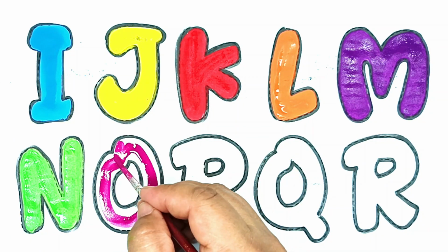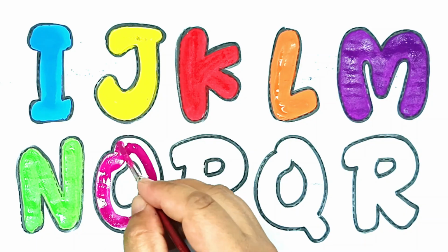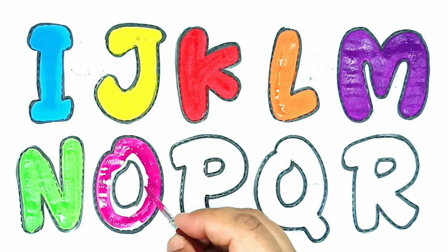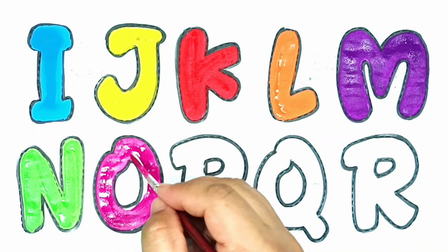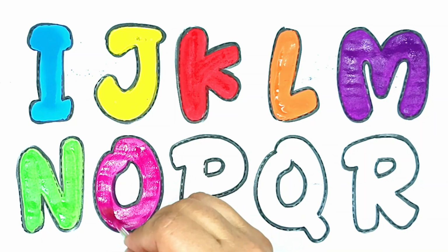O for octopus. O for orange. O is for olive, it's green and it's black.